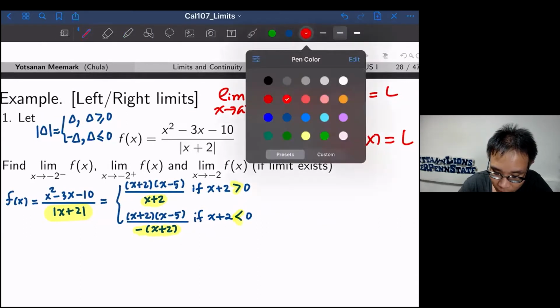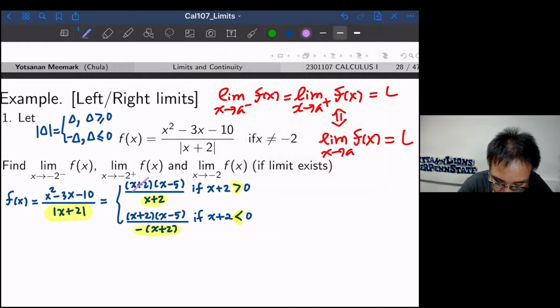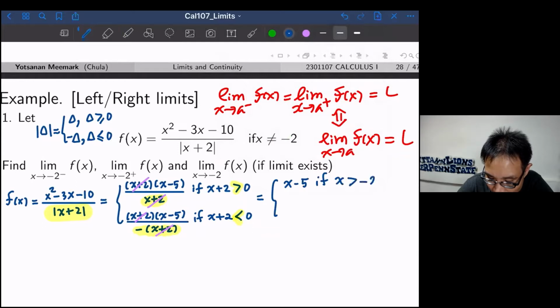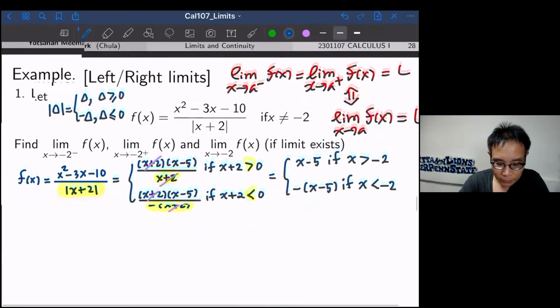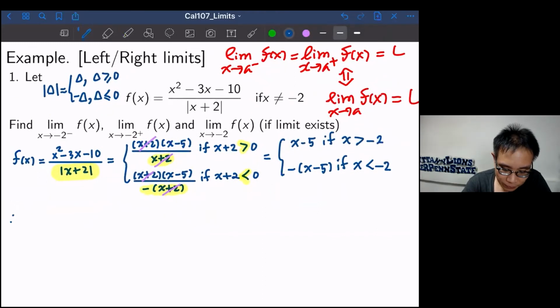You'll be able to get rid of x plus 2 and x plus 2. So it turns out to be x minus 5 if x is more than negative 2, and negative of (x minus 5) if x is less than negative 2. This is your f(x), and then you're going to find the one-sided limits.